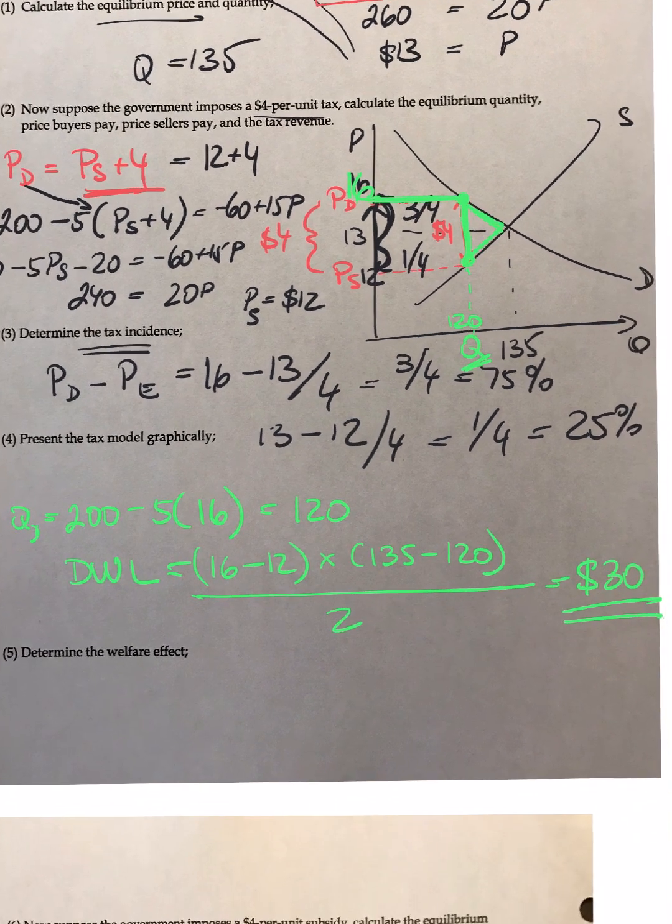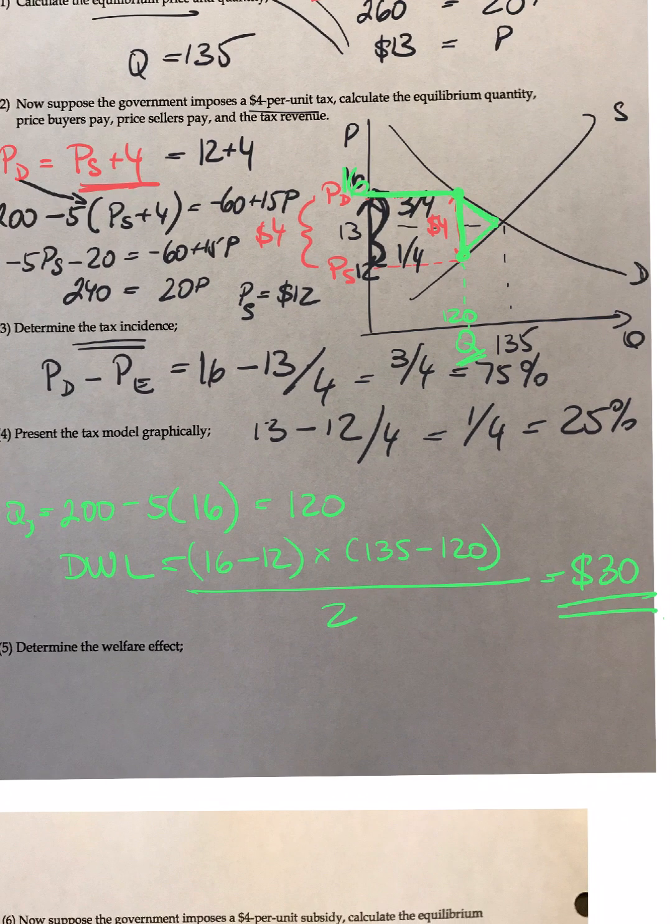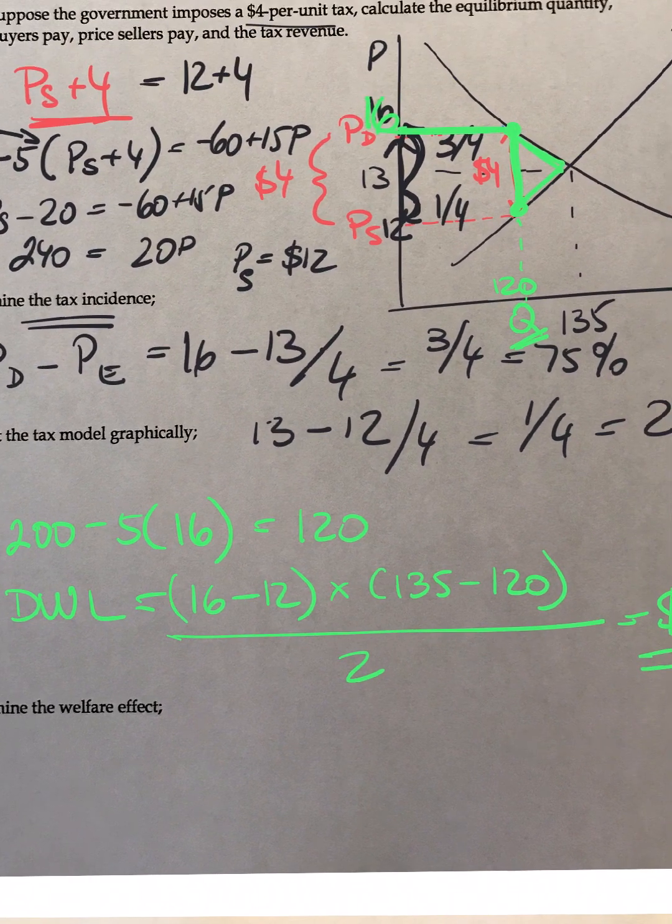If I asked for the government revenue, for example, in this case, where is my government revenue? We were able to sell 120 units at the tax of $4 per unit. So this rectangle is the government revenue. Government revenue here is $4 times 120 units, $480 worth of government revenue.